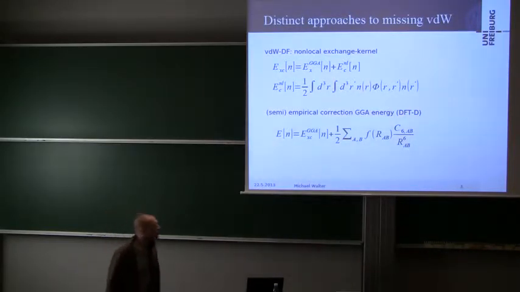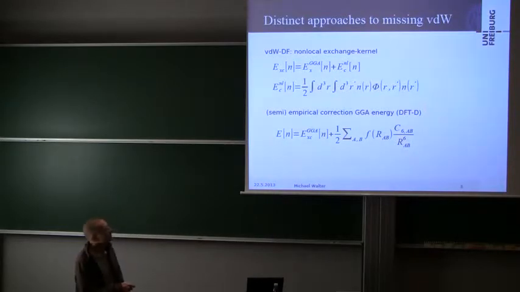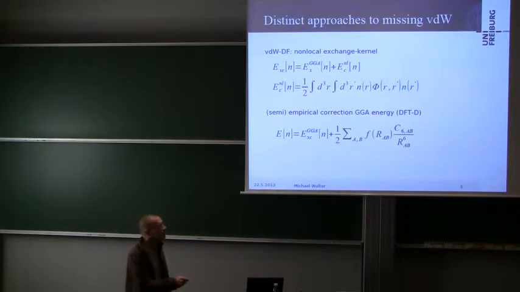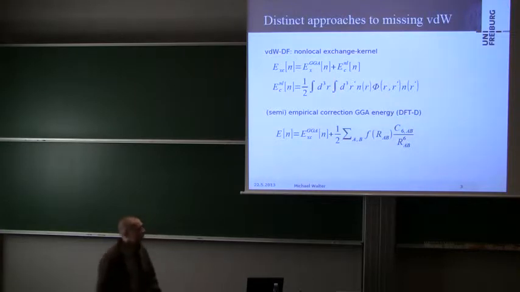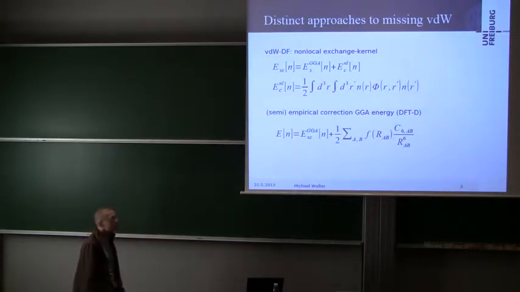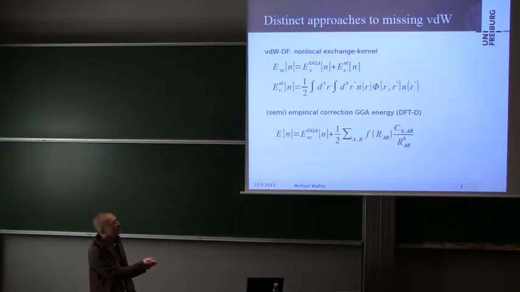Grimme. Here he made this TS-vdW approach, which just adds this London term of the dispersion interaction, so it's 1 over r to the 6, where r is the distance between the atoms, and then you have such a C6 coefficient here, which gives you the strength of the van der Waals interaction. So this is basically the attractive part of the Lennard-Jones potential.